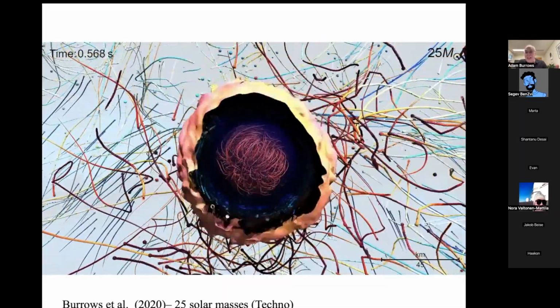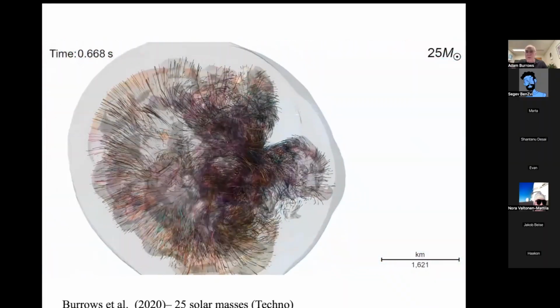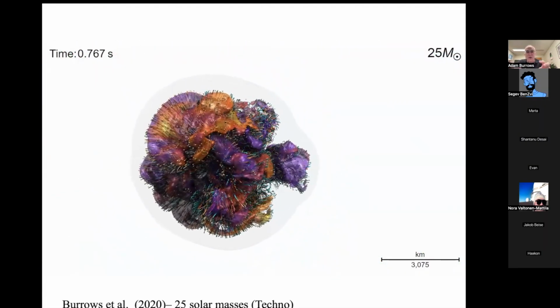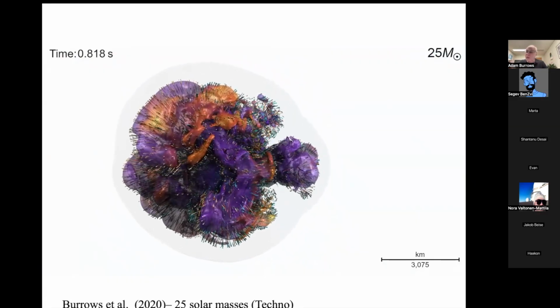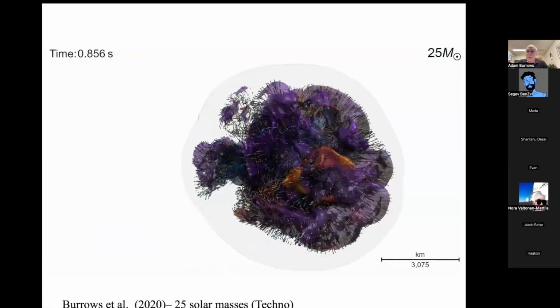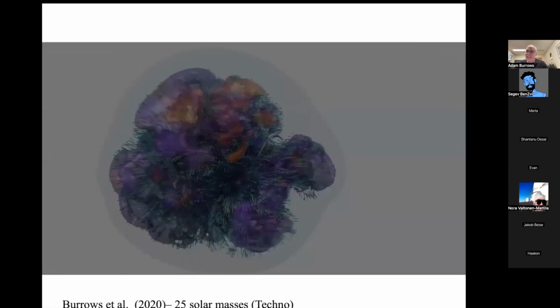At the same time, as the neutron star is forming, the blast wave is moving out through the rest of the star. But you see that there are all sorts of bubble structures associated with that turbulence and the character of the explosion in that turbulent case. One big bubble starts to lead things.